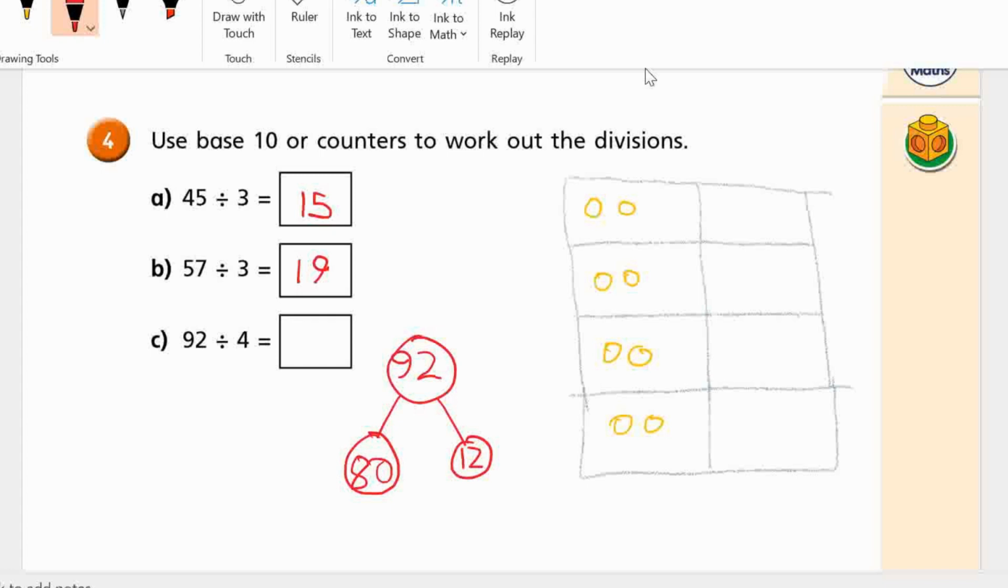What's 12 divided by 4? 3. 1, 2, actually I can count like this. 4, 5, 6, 7, 8, 9, 10, 11, 12. Yeah. 23, okay?